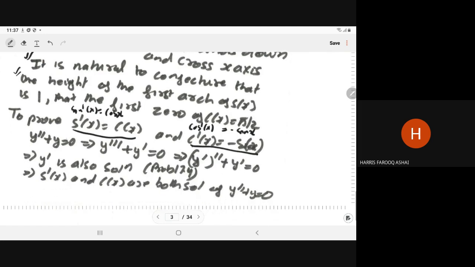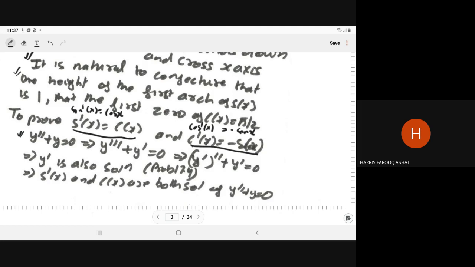So for the first one, we have the given differential equation. I am not using any property of trigonometry, just the differential equation. So what is the differential equation? Y double dash plus y is equal to 0. If you take the derivative with respect to x, then it becomes y triple dash plus y dash is equal to 0.